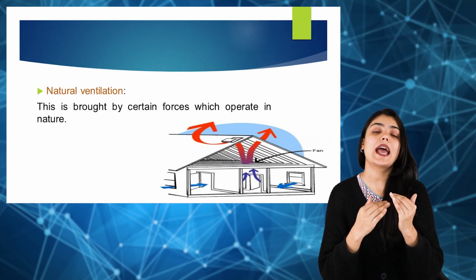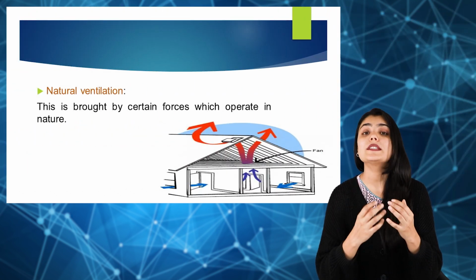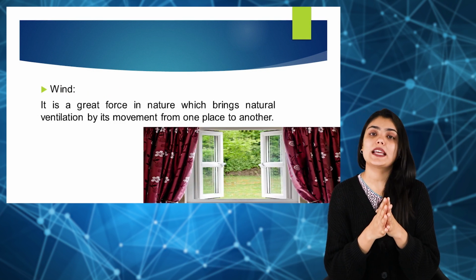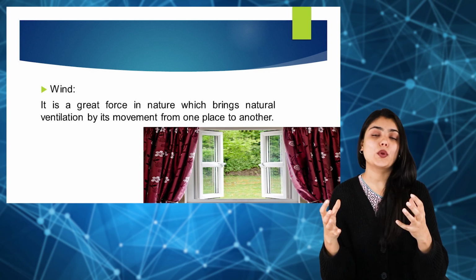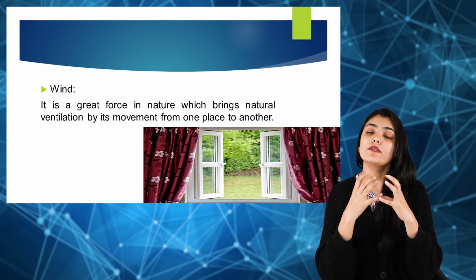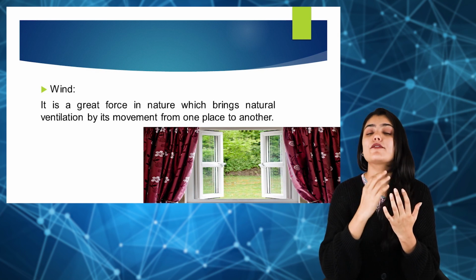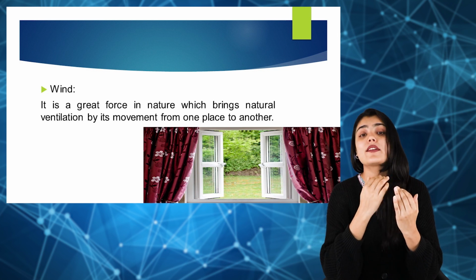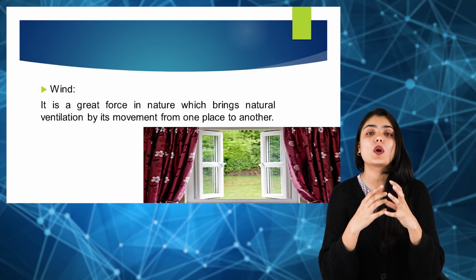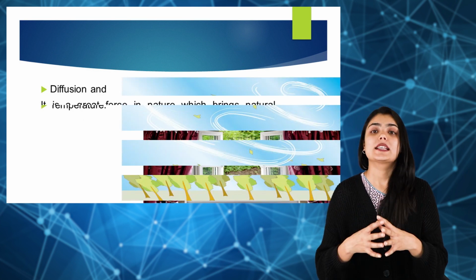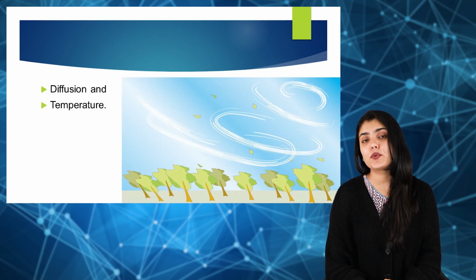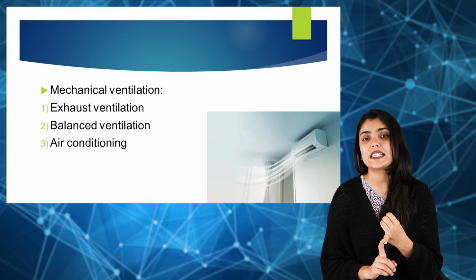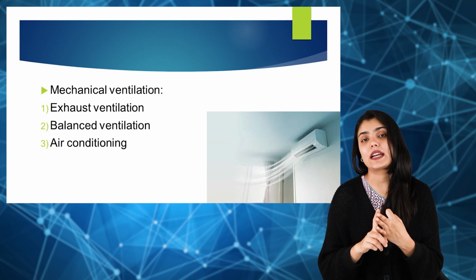Natural ventilation, as the term suggests, happens because of natural forces. Under natural ventilation, the first one is wind. We know what wind is. It is a natural phenomenon, and because of the wind, ventilation takes place. The fresh air from the outside travels and enters inside the houses or rooms, and the stagnant air is replaced by fresh air. The second one under natural ventilation is diffusion, and the third one is temperature. Under mechanical ventilation, we have exhaust ventilation, balanced ventilation, and air conditioning.